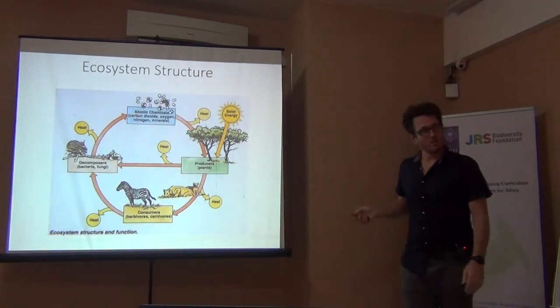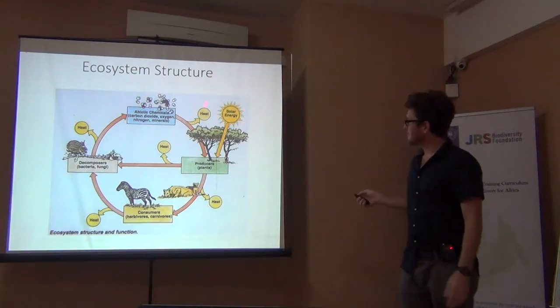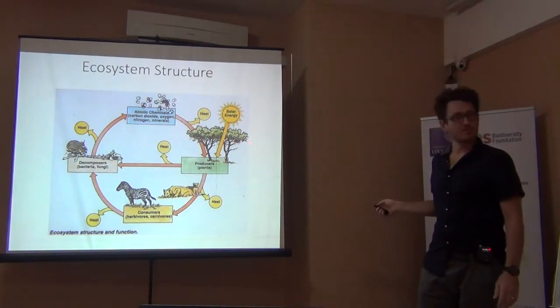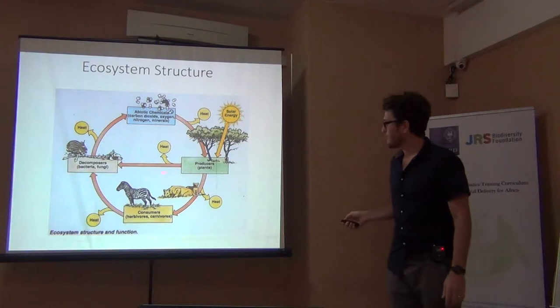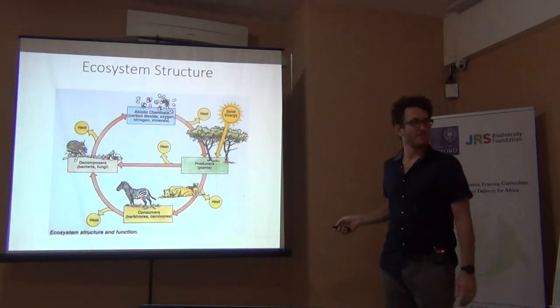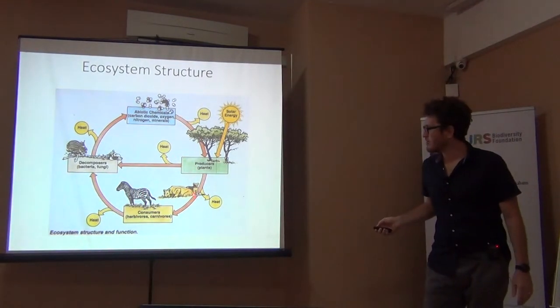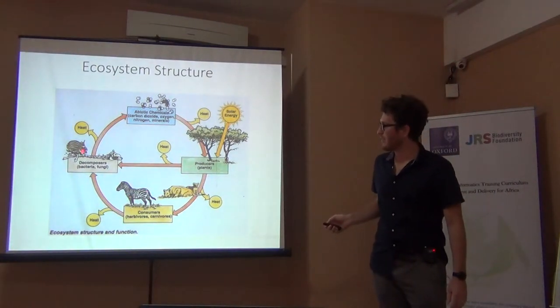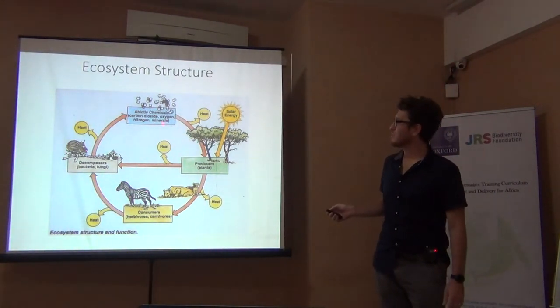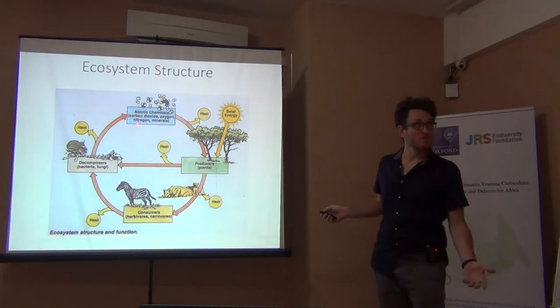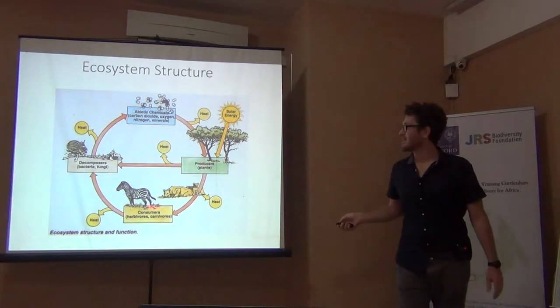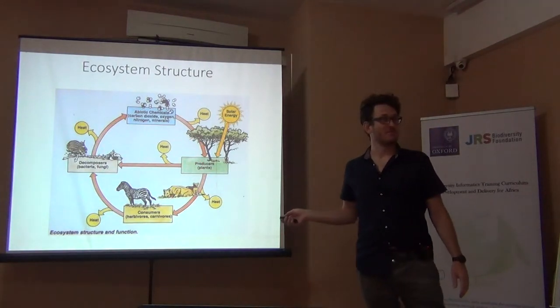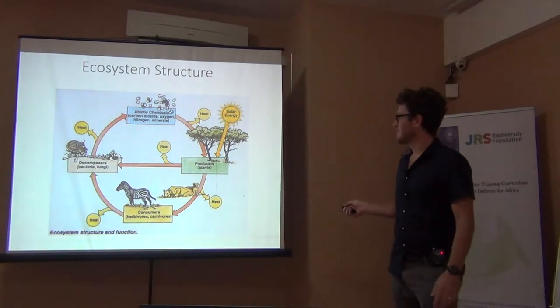So, of course, we all know this. You have the plants getting energy from the sun. The herbivores are getting energy from the plants. The predators are getting energy from the herbivores, and then they're dying, decomposing, and that's going back into these chemicals which the plants are using. Okay? This is the Lion King in a graph, the circle of life, right?